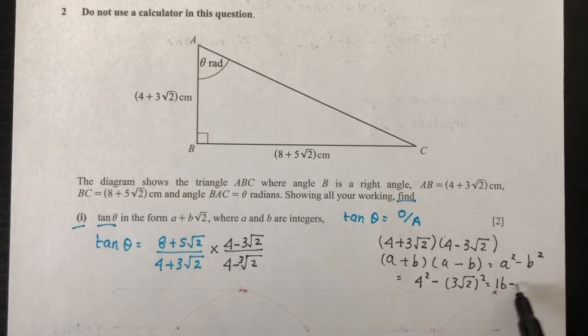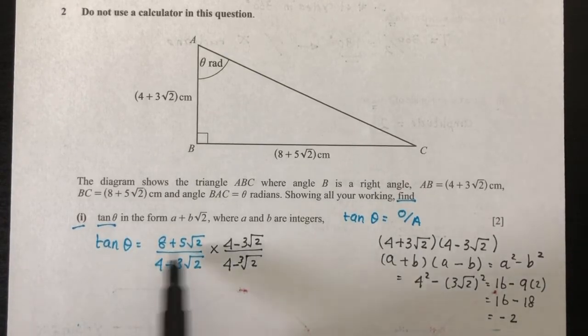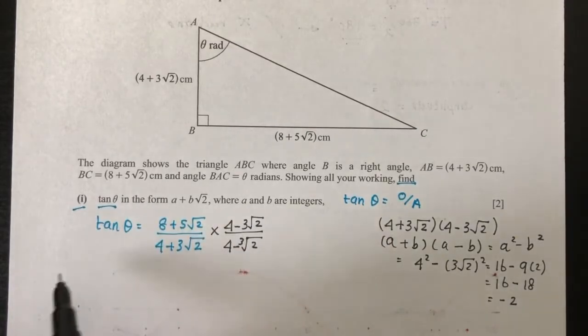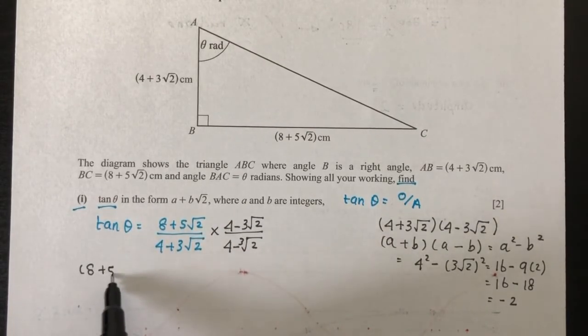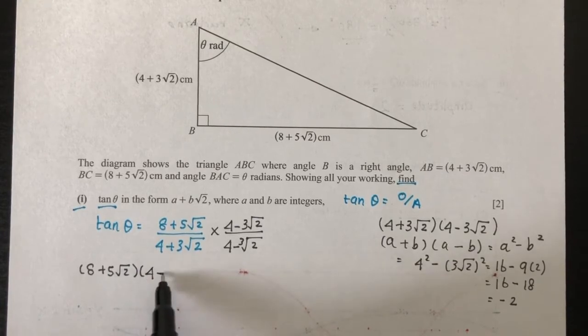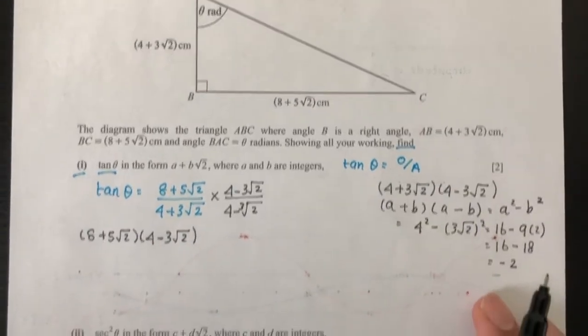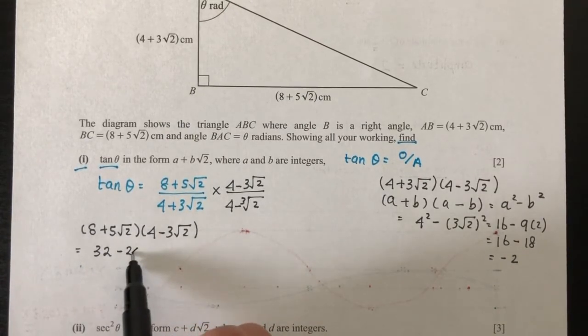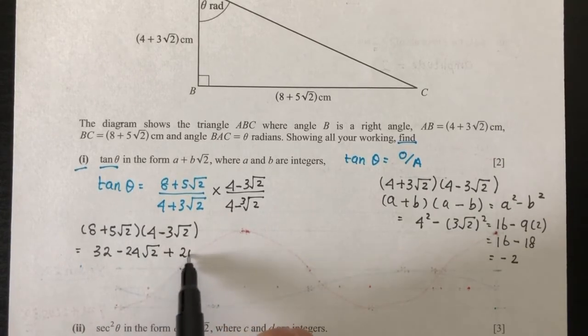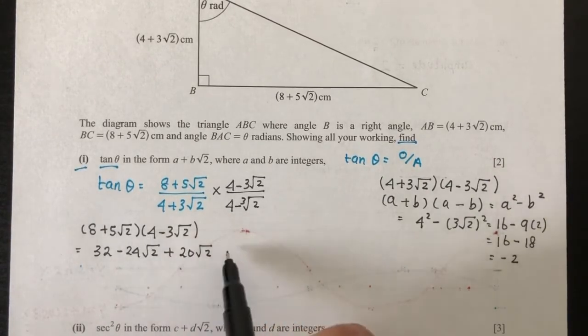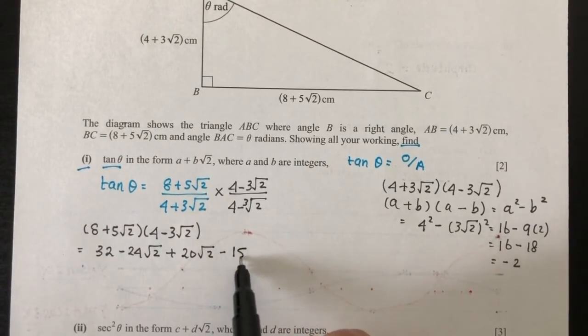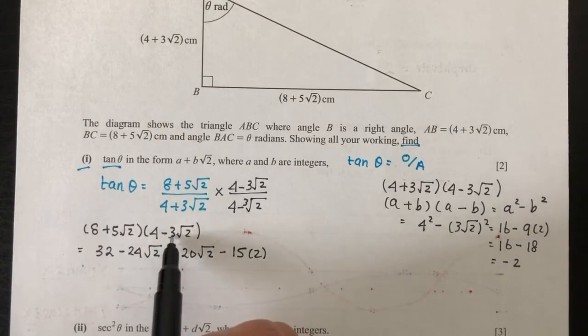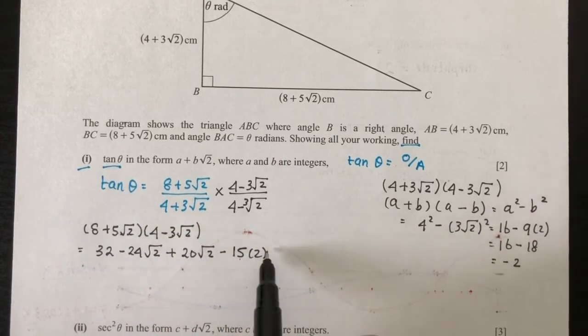That will be 16 minus 9 times 2. That will be 16 minus 18. That will be minus 2. So the bottom becomes minus 2. And now how about the top? The top we have 8 plus 5 root 2 times 4 minus 3 root 2. If you expand this, we will have 8 times 4 is 32, minus 24 root 2 plus 20 root 2, and then minus 15 times 2. This 15 is 3 times 5, and root 2 times root 2 is equal to 2.